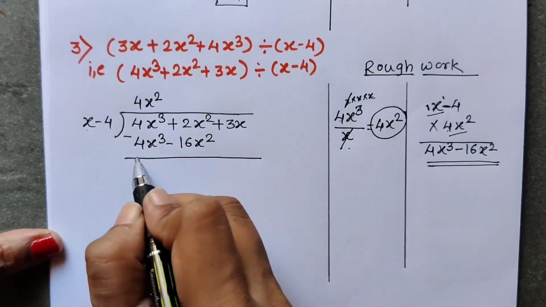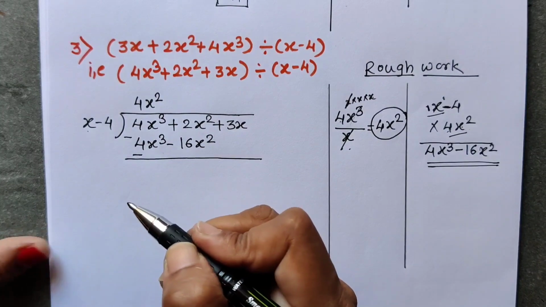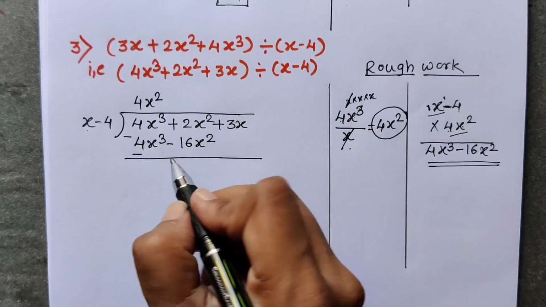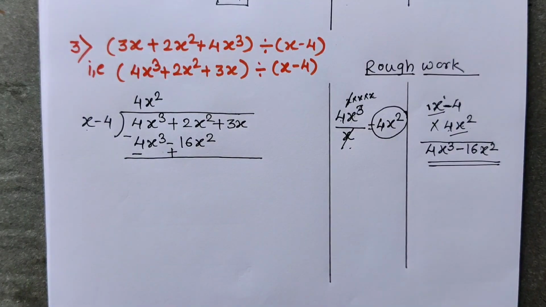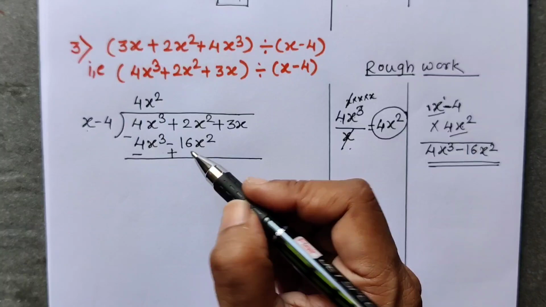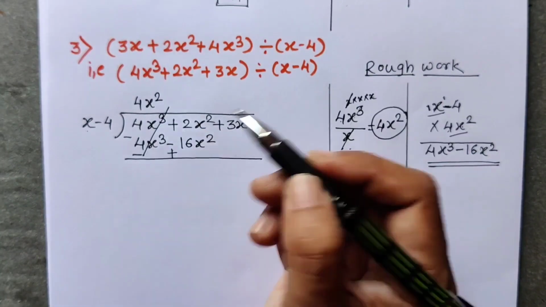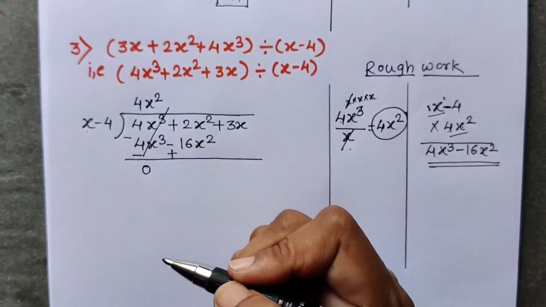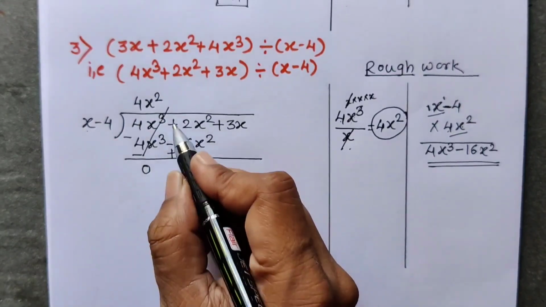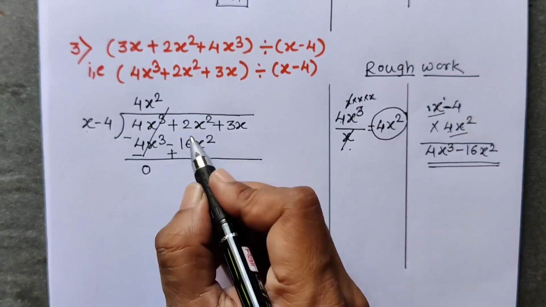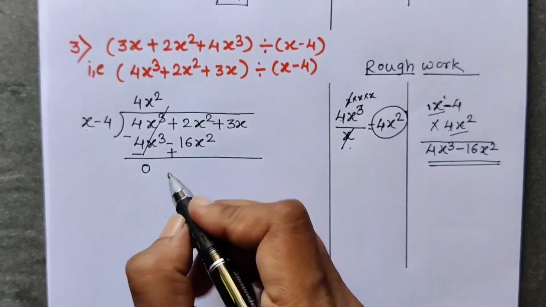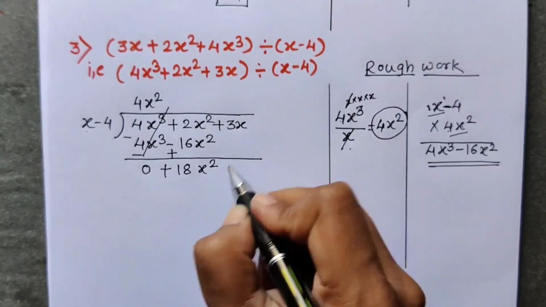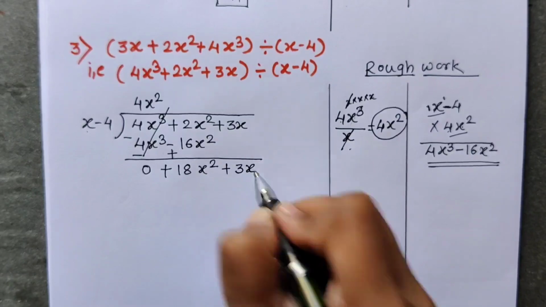Now we are doing subtraction, so we have to change the sign of the polynomial which is written below. Plus 4x cube becomes minus 4x cube, and minus 16x square becomes plus 16x square. Now 4x cube minus 4x cube cancel with each other, we get 0. Plus 2x square plus 16x square, plus plus becomes plus. 16 plus 2 is 18x square, and plus 3x we bring down as it is.